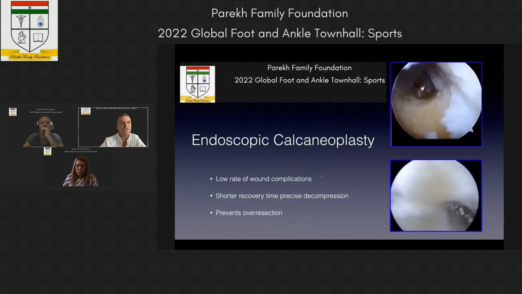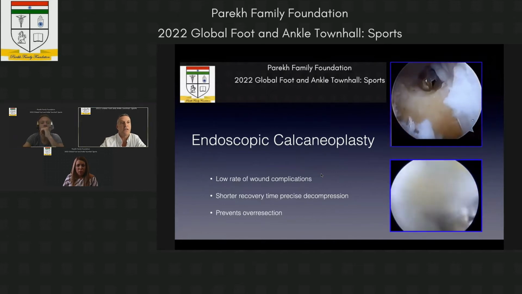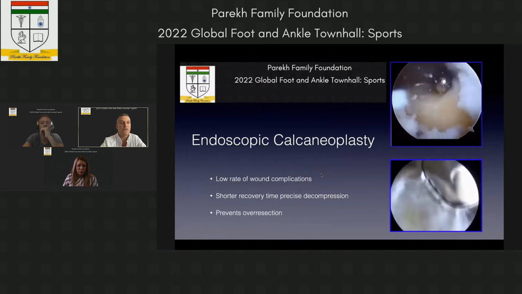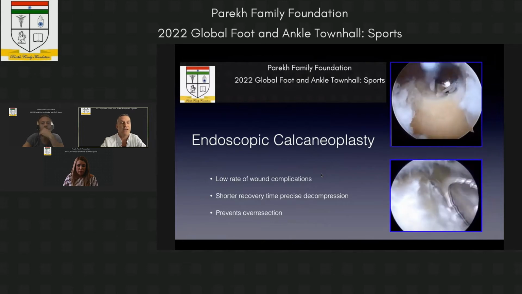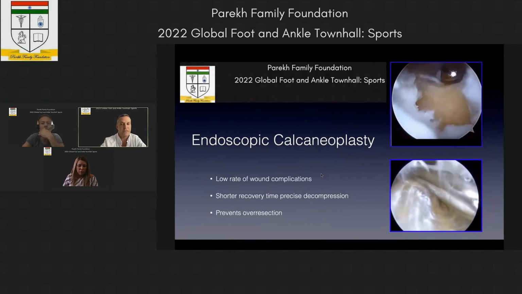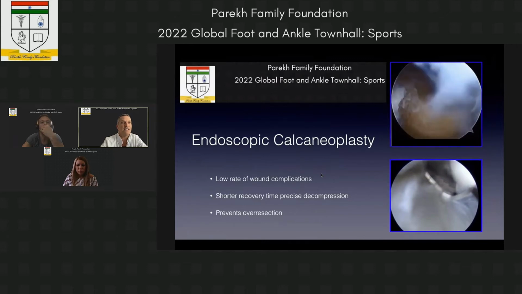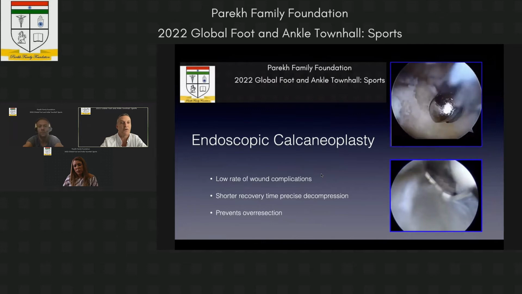The potential advantages for the endoscopic calcaneoplasty are low rate of complications, shorter recovery time because of less edema and pain control, precise decompression of the calcaneal tuberosity, and prevention of over-resection. The limitations here are the presence of extensive degenerative changes. This means that the Achilles tendon has greater than 50% of involvement, a large calcification at the Achilles insertion, or the presence of a bony spur at the posterior aspect of the calcaneus. In this situation, an open debridement and reattachment of the Achilles tendon is required.